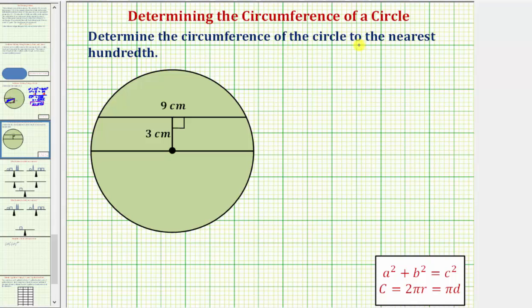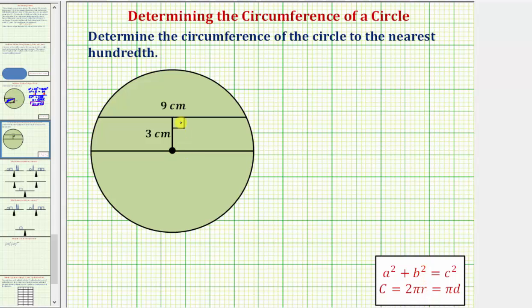Determine the circumference of the circle to the nearest hundredth. The circumference of a circle is equal to 2 pi r, which equals pi d, where r is the radius of the circle and d is the diameter. So we want to use the given information in order to determine the radius or the diameter of the circle, which we can then use to find the circumference.